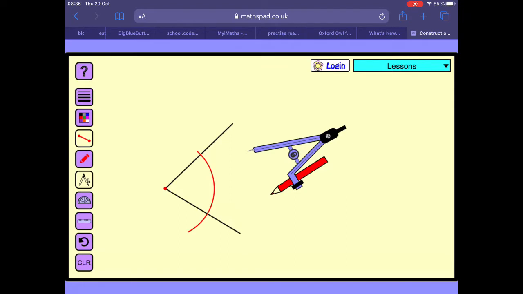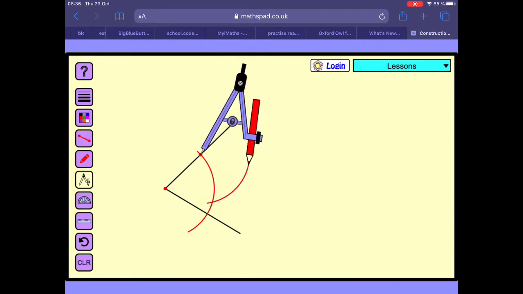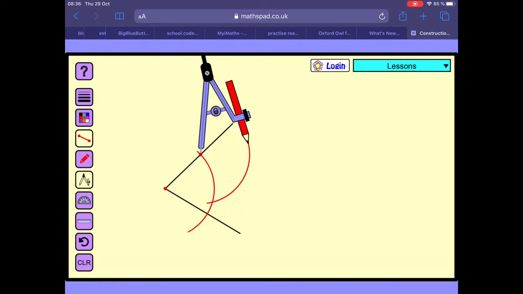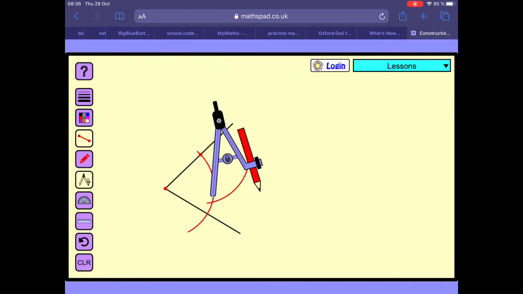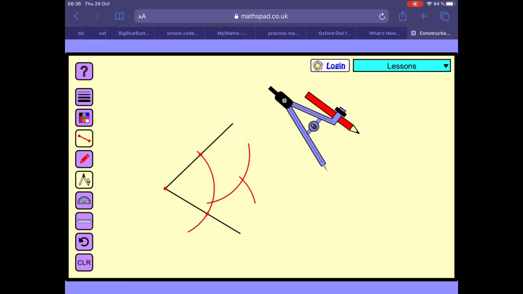Don't change it. Now we put the needle there where the arc crosses the side of the angle, and we're going to draw another arc like that. And then we're going to do exactly the same thing on the other side in there. And I am going to draw another arc until they cross. And you see there that the two arcs I've just drawn cross.